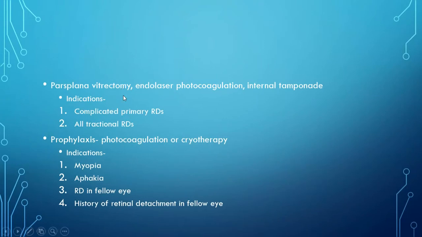Next is pars plana vitrectomy, endolaser photocoagulation, and internal tamponade can also be done. Indications for these procedures are complicated primary retinal detachments and all types of tractional retinal detachments. You can use these methods whenever there are increased tractional bands, vitreotractional bands, and related cases. In such cases you can prefer pars plana vitrectomy.